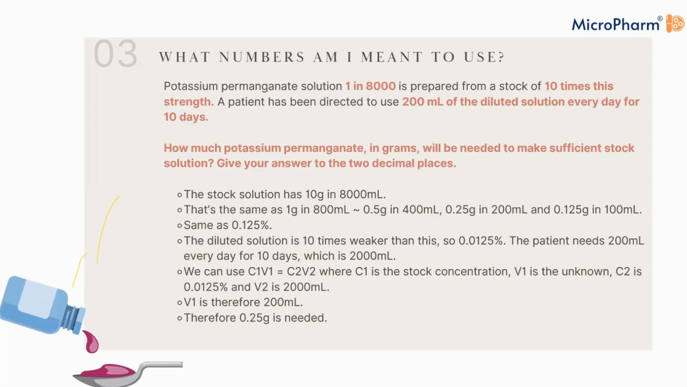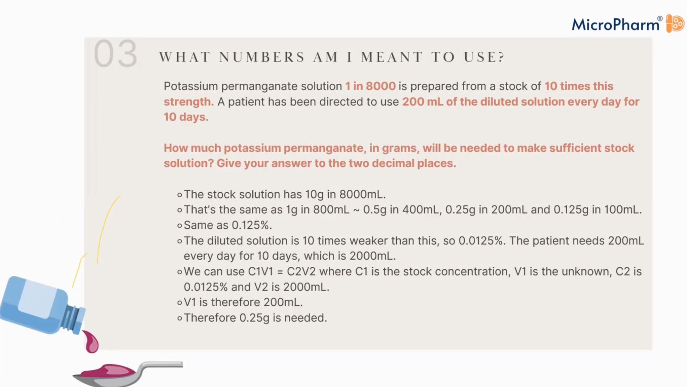Now, the stock solution has 10 grams in 8,000 mL. Now, we know that the diluted solution is 1 in 8,000. So if it's 10 times stronger, that's the same as saying 10 grams in 8,000 mL. If you didn't want to do that, you could have done 1 in 800 mL. That would have also been fine because it ends up being equivalent. 10 in 8,000 is the same as saying 1 in 800. Okay. And we've said that here.